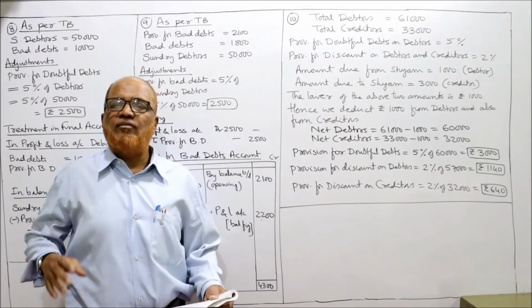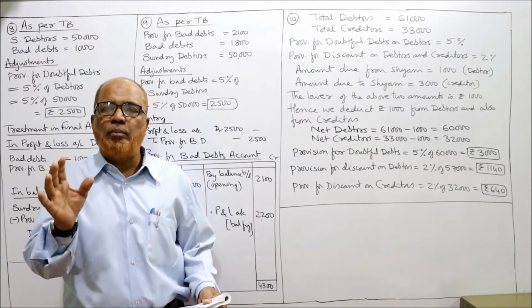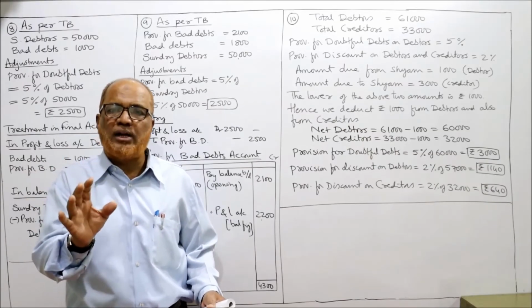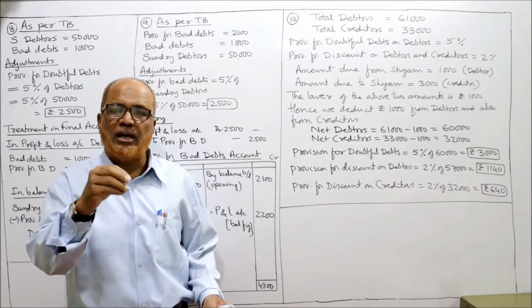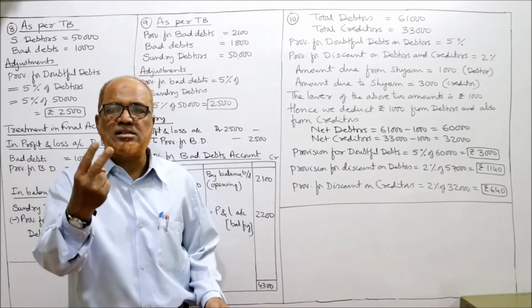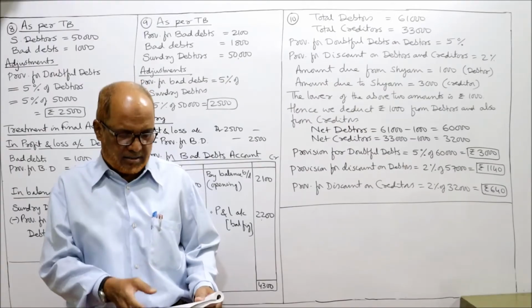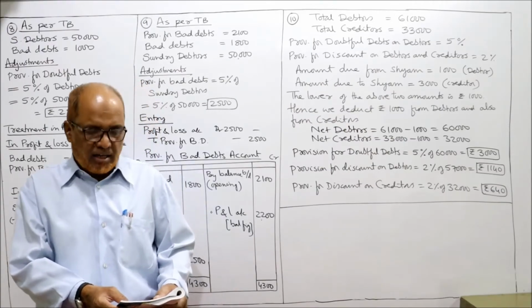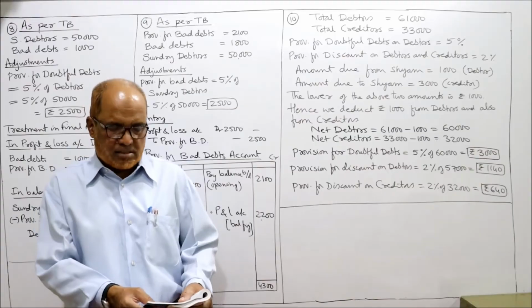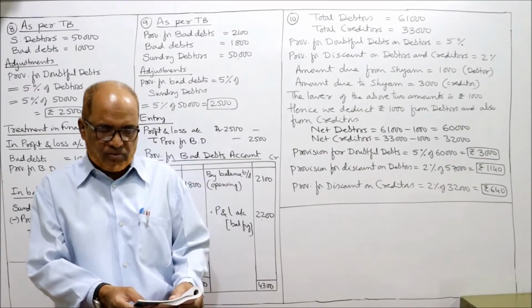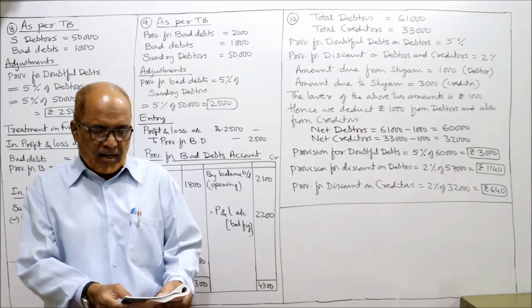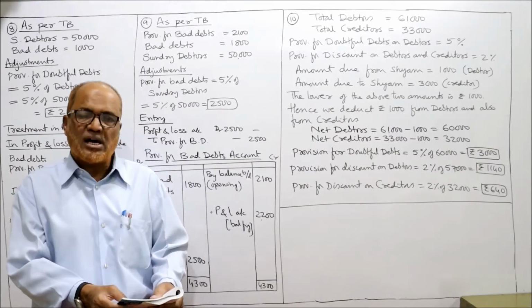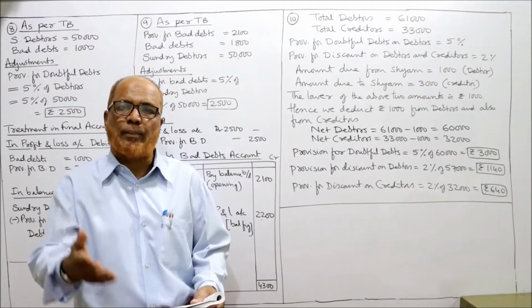So in this problem, we are simply required to make a provision for doubtful debts at 5% and provision for discount on debtors and creditors at 2%. That's what we have to calculate. Considering the fact that included in debtors is the amount of rupees 1,000 due from Sham, one of the customers, and included in creditors is the amount 3,000 due to Sham.